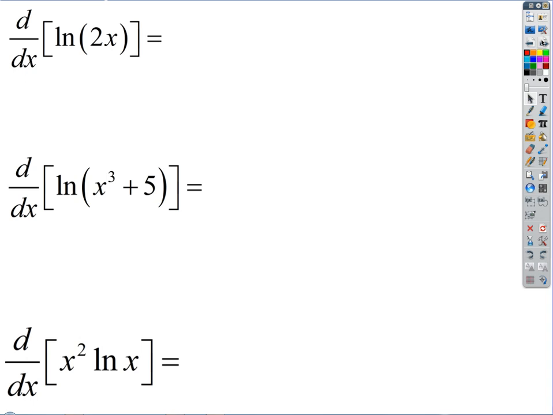So as you're looking at these, you and your partner are looking at these, be thinking about what the u is in each case, right? You want to identify what's the u and then what's the u prime that goes with it. And then, once you've done that, you've got to simplify the result.